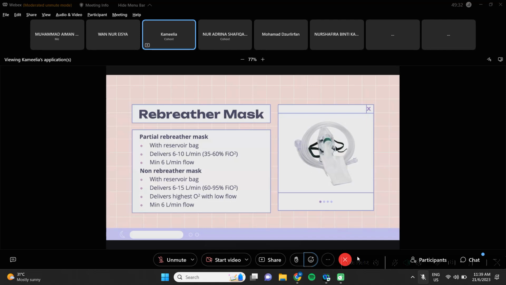So in other words, when we use non-rebreather mask, we are unable to inhale anything that we exhale. And this mask is capable of flows from 6 to 15 liters per minute, and this equates anywhere from 60 to 95% FiO2.